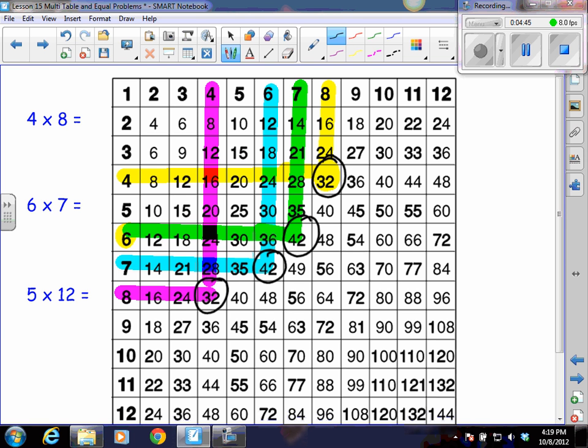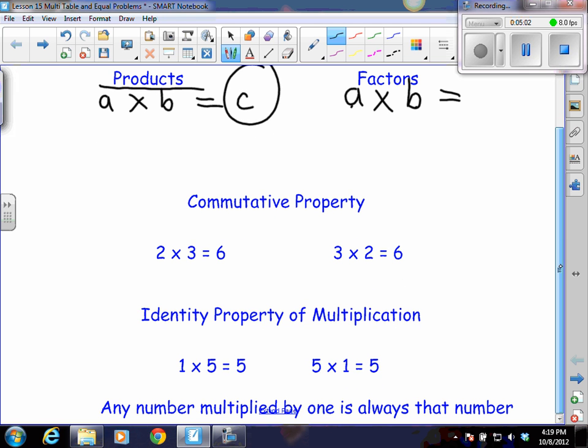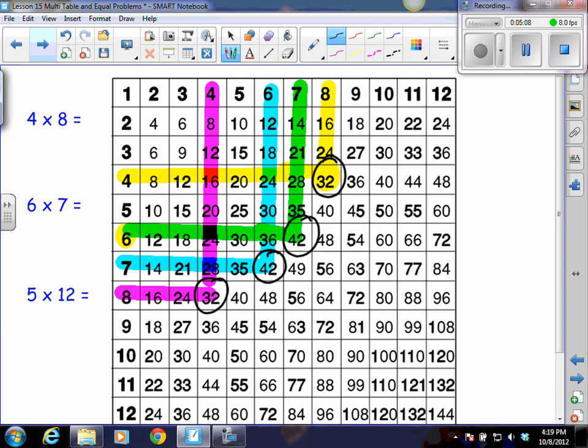That's what we're looking at this lesson when it comes to multiplication. Understanding the table and how that works, and then of course all these unique properties and terms: product, factors, commutative property, identity property, which you can see right there. All these terms are important for multiplication. I'll leave this in front of you and see if you can figure out the 5 times 12 and how that would look on your multiplication table. That's it for lesson 15.